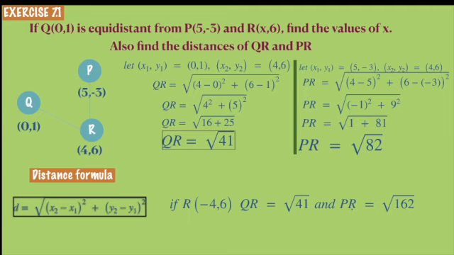When you get PR as root 162, it can be written as 81 into 2. Therefore, this can be written in the form of 9 root 2. Root 162 can be written as 9 root 2. This you have to verify. There, consider the coordinates of R as minus 4, 6 and Q as 0, 1. Apply the same formula, you get the answer. But it is not required in the problem. I considered x as plus 4. You can even consider x as minus 4 because the value of x is plus or minus 4. This is all about the ninth problem, and a nice problem it is.